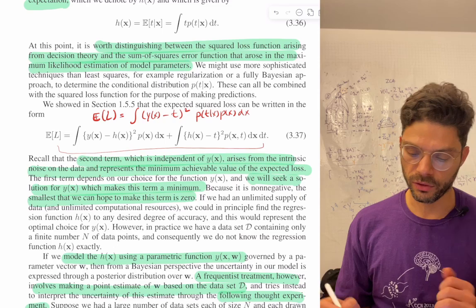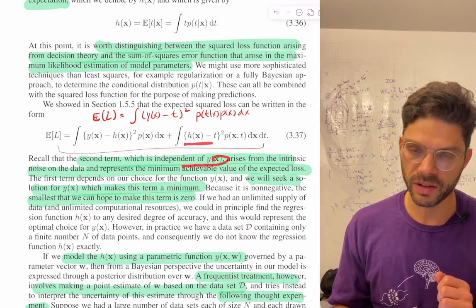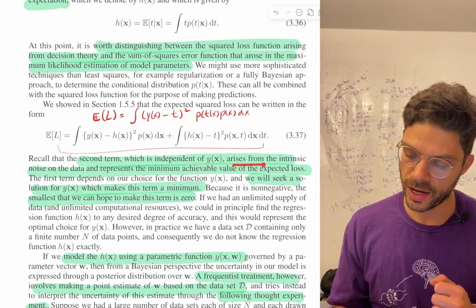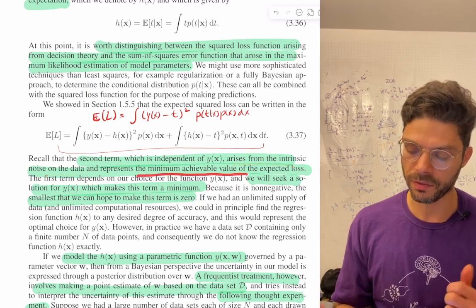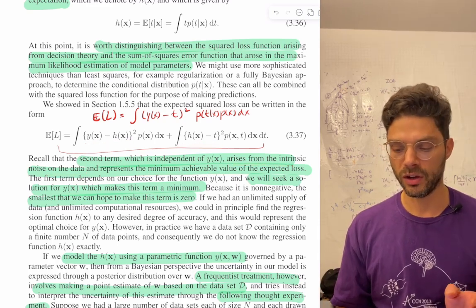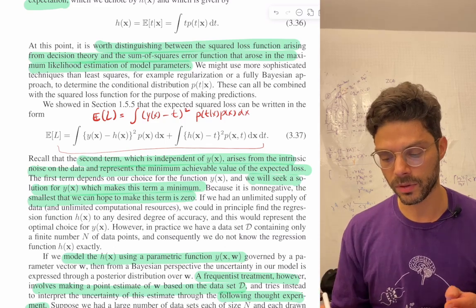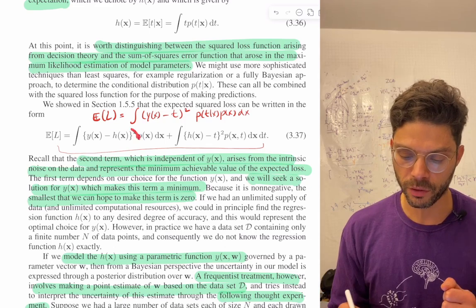And now what are these two terms? Well, let's start with the second term. The second term is independent of y of x, so we don't have control over that term. It arises from the intrinsic noise on the data and represents the minimum achievable value of the expected loss, right? So the point here is that both of these are non-negative numbers, so the best we can do is make things 0, but we only have control over this one.